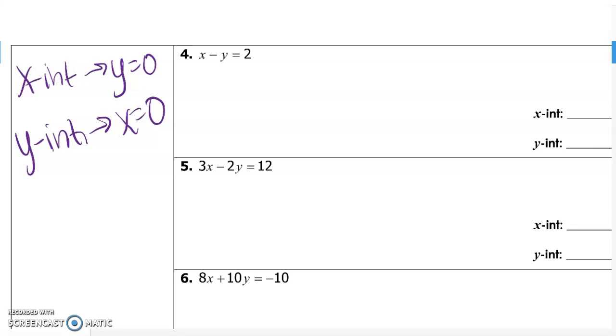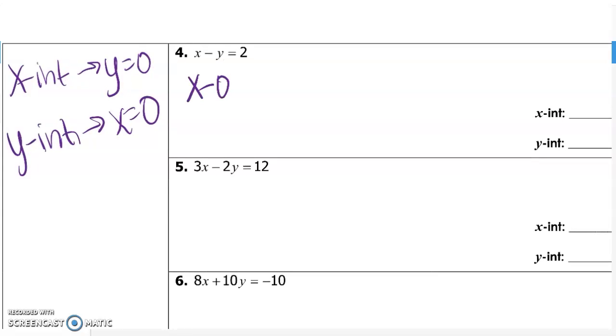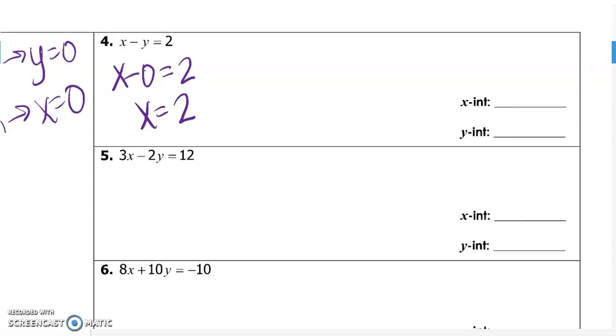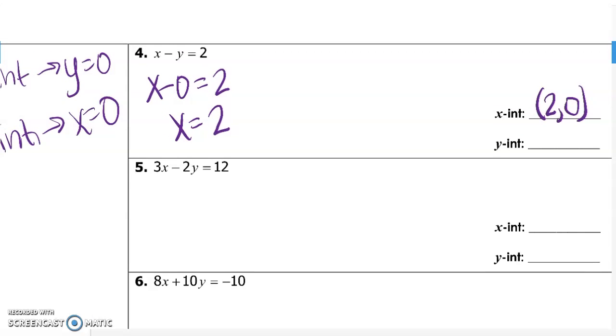So for number 4, x minus 0 equals 2, so just x equals 2. Again, some of you can hopefully just see that by looking at it, but if not, you can show how you're plugging it in. So your ordered pair is 2, 0. You plugged 0 in for y and got 2 for x, so your ordered pair is 2, 0.